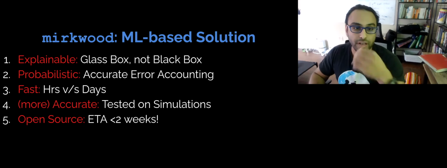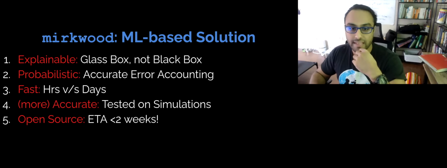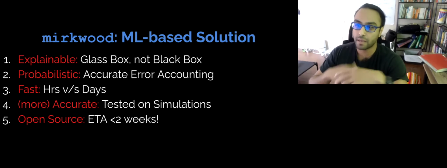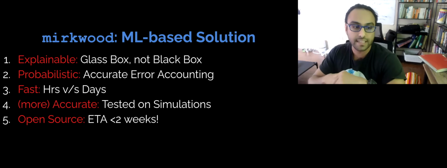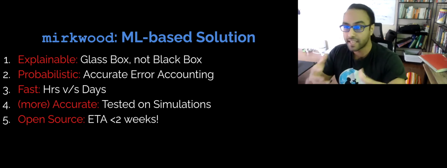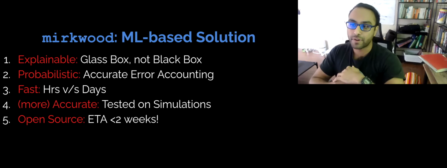I present Mirkwood. It has a number of properties. It's explainable, it's probabilistic, it accounts for both types of errors. I'll explain this in a bit. It's fast, it runs on my home machine in a matter of hours as opposed to running on supercomputers for days. It's very accurate as tested on simulations, and it's open source. We are very close to releasing our paper and our source code.